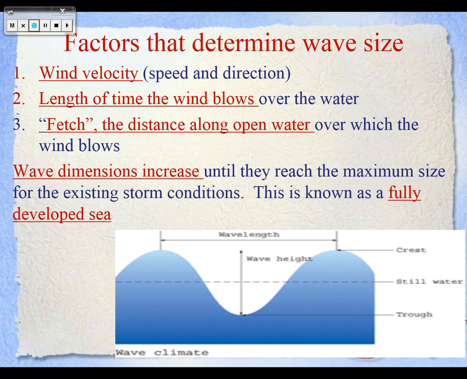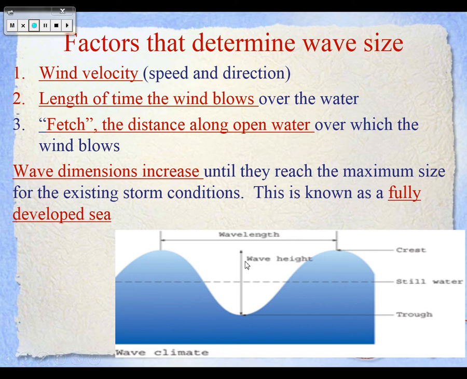So if the wind is traveling in the same direction very fast for a long period of time over a large expanse, a large distance of open water, you're going to have a giant wave. Your wave dimensions will increase until they reach the maximum size for the existing storm conditions. Maximum wave dimensions vary. When your waves are as big as they can get, that is known as a fully developed sea.